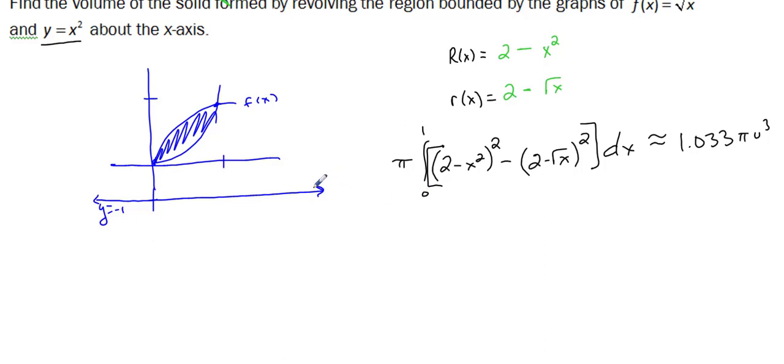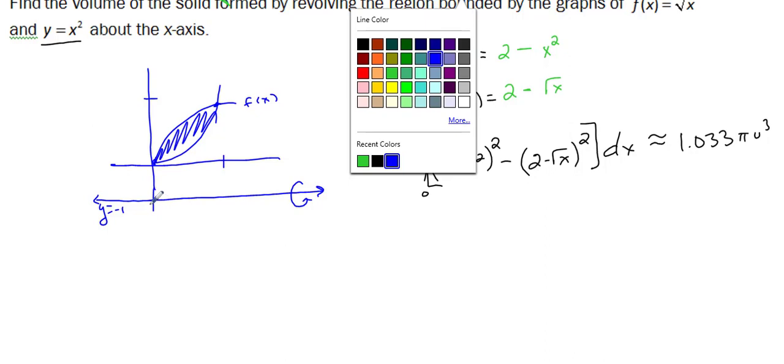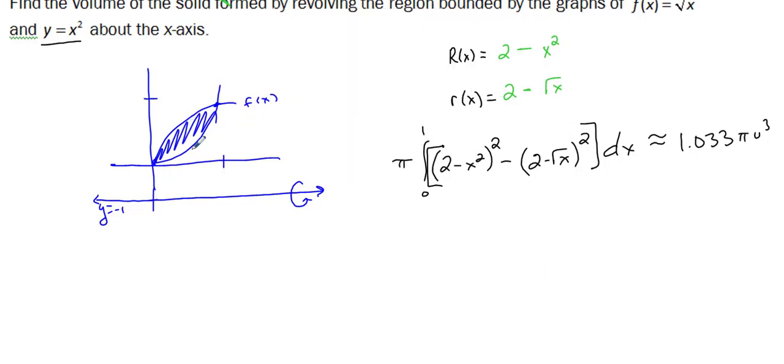Okay, axis of revolution is the line y equals -1. Now, our whole goal, guys, is to figure out what's the outer radius and what's the inner radius. Since we are revolving around the line y equals -1, which is below the curves, it's usually nicer for us. We have to figure out what is this radius right here, and then what is this radius right here.